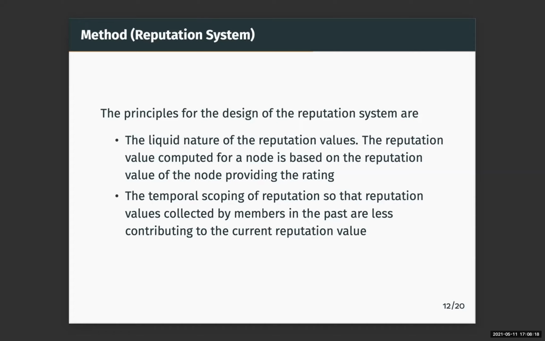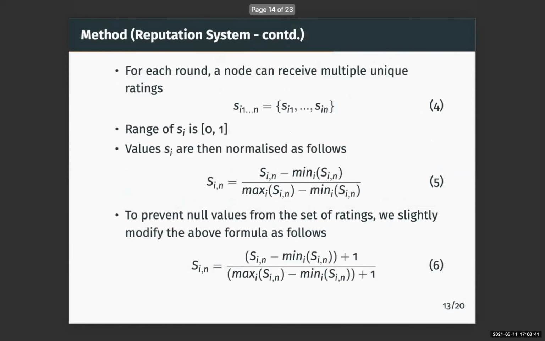Then we use a temporal scoping of reputation. What that means is that if a node receives a rating for a particular round, that rating, even if it's 5, has more value than a 5 that was generated in a previous round. This is what is referred to as temporal scoping.